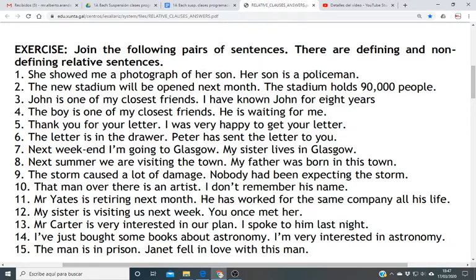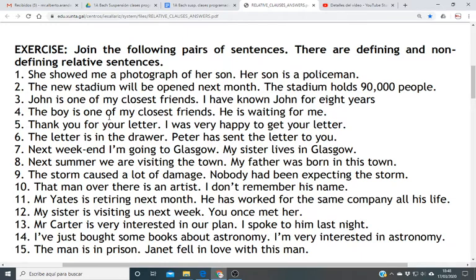3. John is one of my closest friends. Again, this sentence makes sense, and it's important because the subject is kind of defined already. John is a person we know who he is, and he's one of my closest friends. So we have to use who. It's non-defining. We cannot use that, and it's optional information that we could remove. So it has to go between commas. John, who I have known for 8 years, is one of my closest friends.